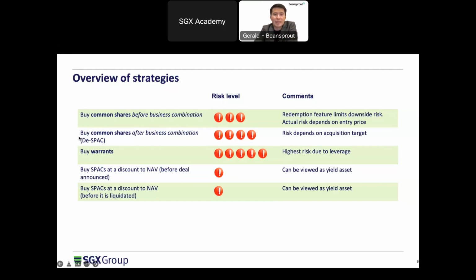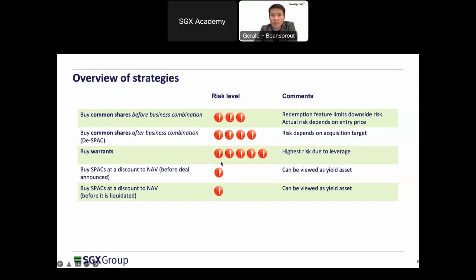Next, we have buying the common shares after the business combination. I would rate this as something that presents a higher risk, because the point to take note of here is that once your business combination has been completed, you no longer have the redemption protection mechanism, and your risk would then really depend on the acquisition target, in that it will trade very much like a stock, and the fundamentals will determine the price that it trades at. So a bit higher risk after the business combination versus before the business combination.